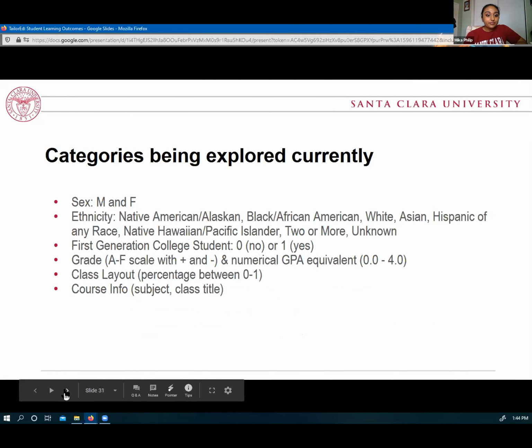Next slide. So the categories: even though the registrar gave us a lot of categories, for the time being, which we'll hopefully expand on in the future, right now we looked at sex, ethnicity, and whether the student was first generation or not. We also looked at the grade they received and the numerical equivalent, so the 0 to 4.0 GPA scale. And we also looked at the classroom layout, from the neural network side, like what class they were taking, the pedagogical breakdown, and also the course info. So like if they're in a civil engineering class or taking Spanish 2 or something, stuff like that.